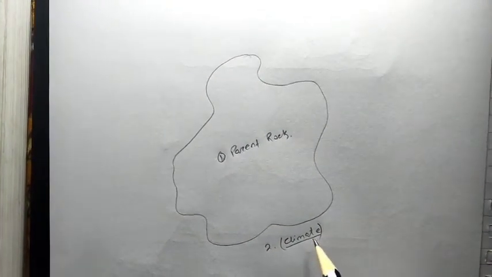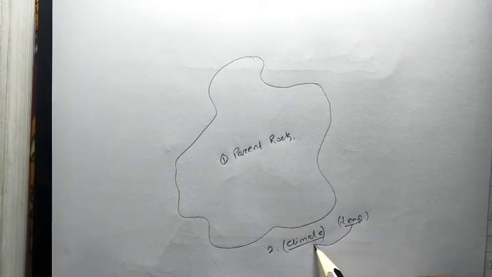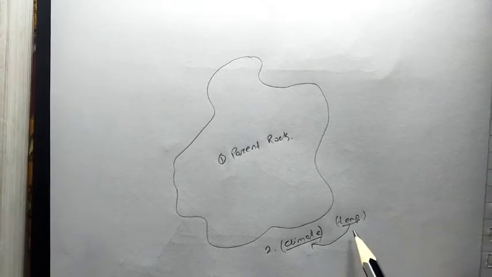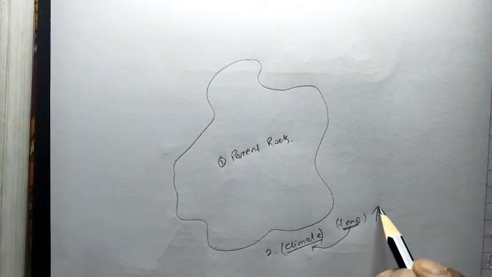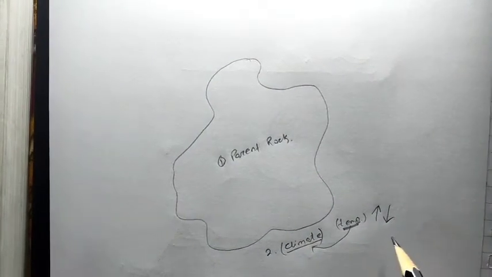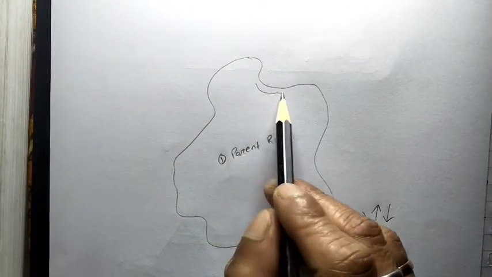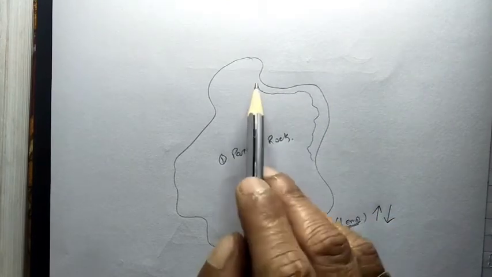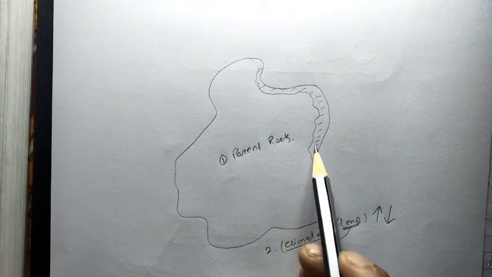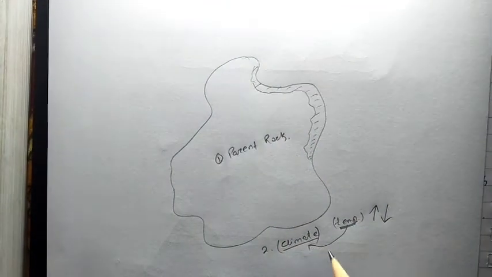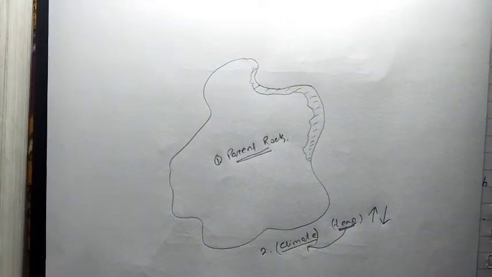How it works: I'm just taking one simple example of temperature, which is one climatic factor. Temperature is not static. During daytime the temperature will increase, and during night time it will decrease. Because of this increasing and decreasing of temperature, the outer layer of the rocks will be softened. This portion will be softened and broken into pieces. So we can say climate helps in breaking up the parent rock. So climate is the second factor.